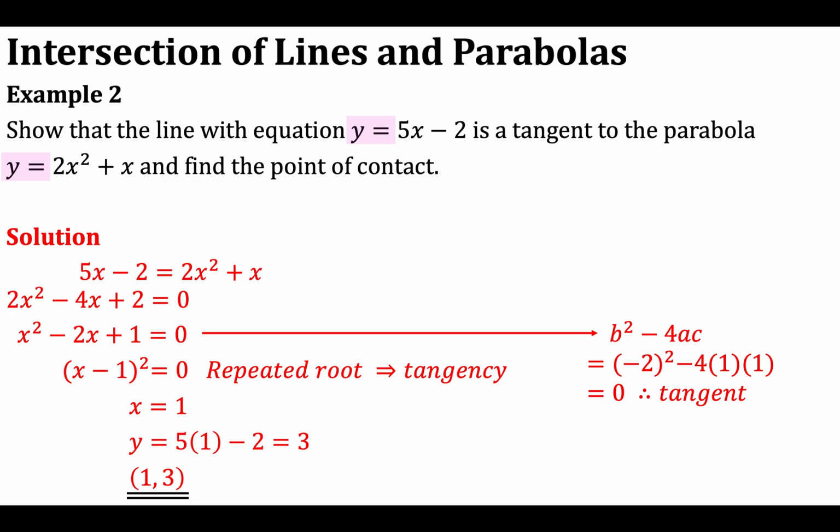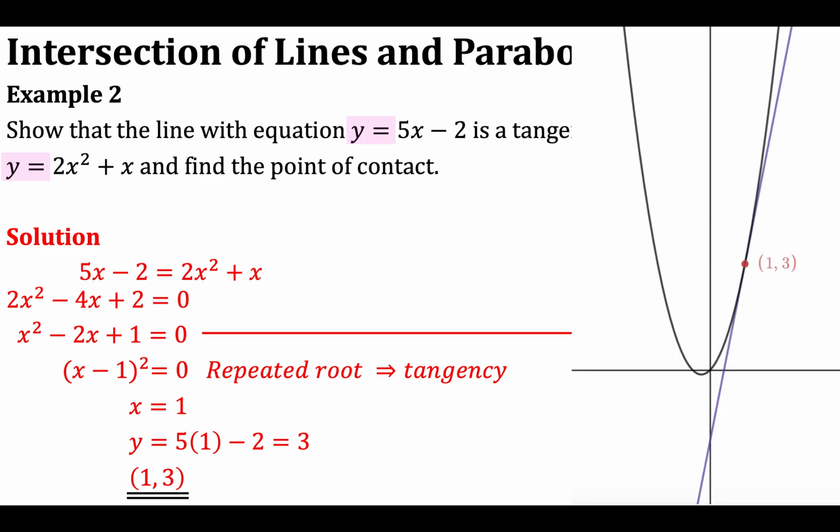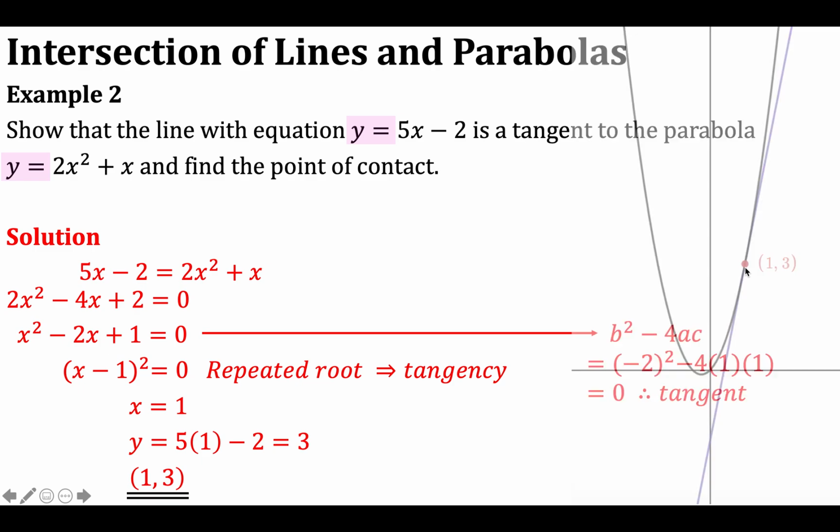And finally, before you copy this down, we'll just have a wee look at the graph here. So the black curve is obviously the parabola with equation y equals 2x squared plus x, and the purple line is the line with equation y equals 5x minus 2. And you can see the tangent here, that the line is a tangent to the curve, and it meets at the point (1, 3). So just now would be a good time to pause the video and copy this down in your notes.